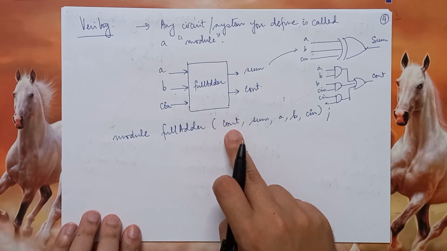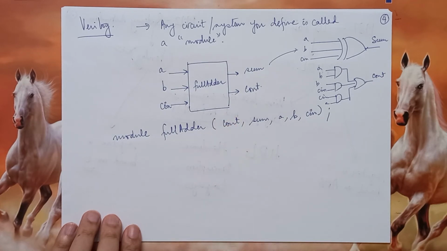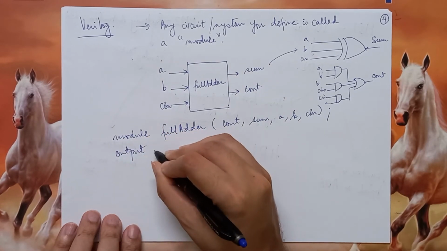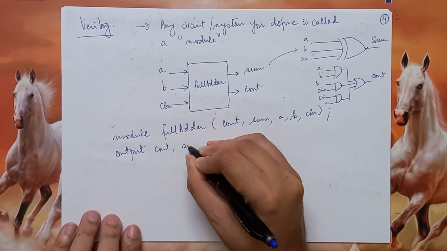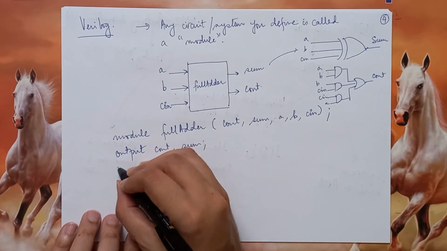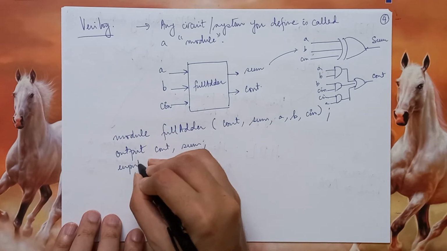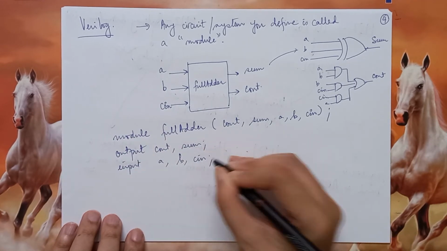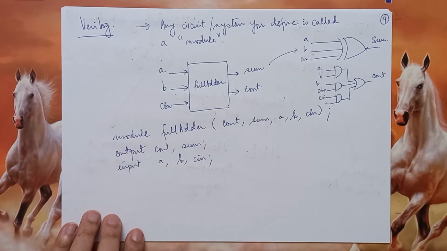The first thing that you need to do in case of defining any circuit is you need to first define which is the input and output. So we will write output C out, comma, sum. Just like how you declare variables in a C program. And then I will say input A, B and C in. So the words module, output, input, these are all keywords in Verilog.